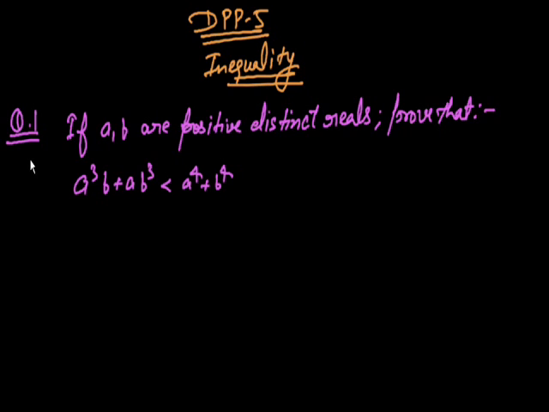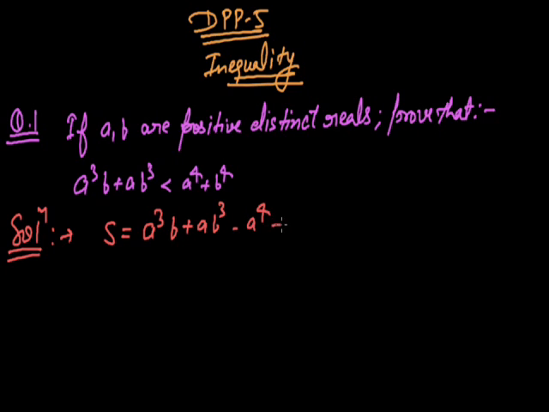Now let us try to solve the given question. For solution of this question, let us have an expression S equal to A cube B plus AB cube minus A raised to power 4 minus B raised to power 4. Now this expression can be rewritten as A cube B minus A raised to power 4 plus AB cube minus B raised to power 4.